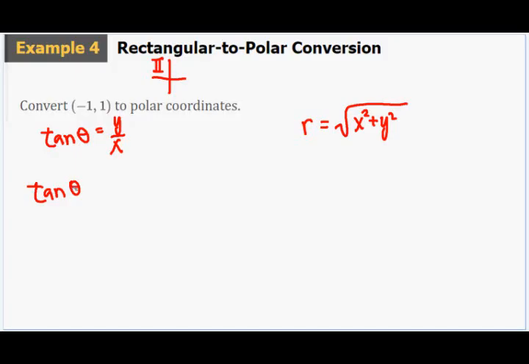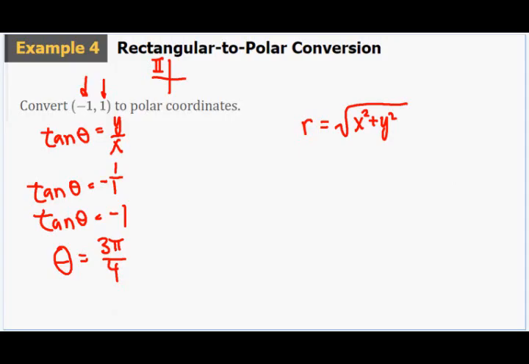So our tan of theta equals y is 1, x is negative 1, 1 over negative 1. So our tan value is equal to negative 1. And where does that happen? If we look at our unit circle, in quadrant 2, that's going to be at the angle 3/4 pi.